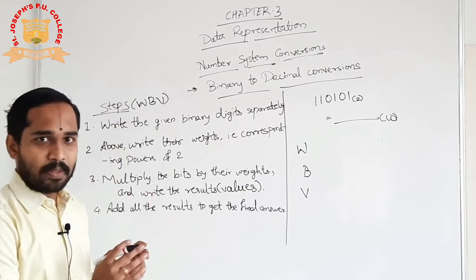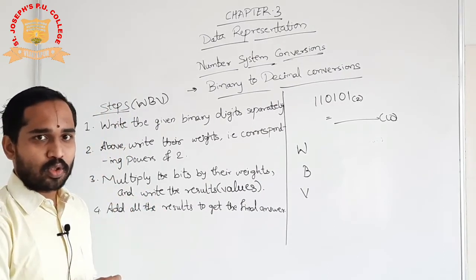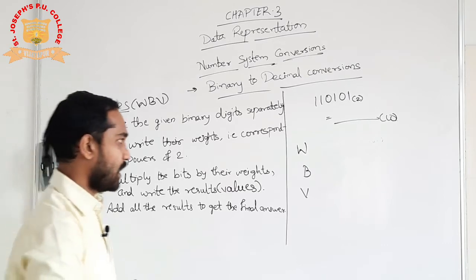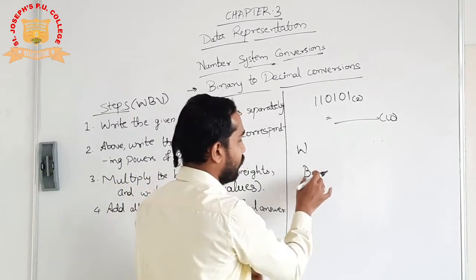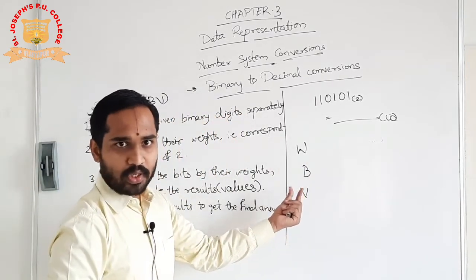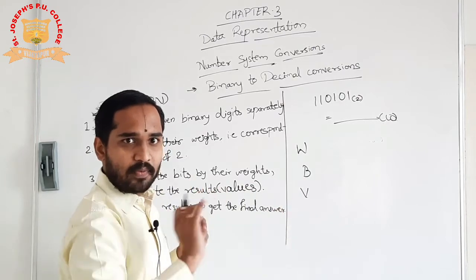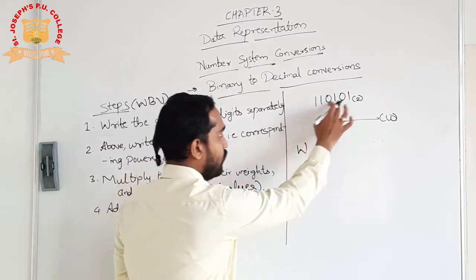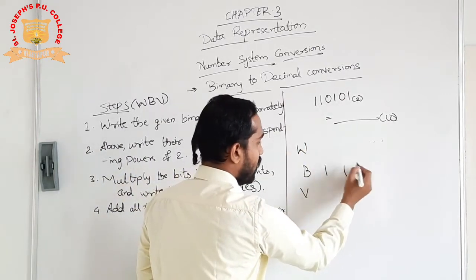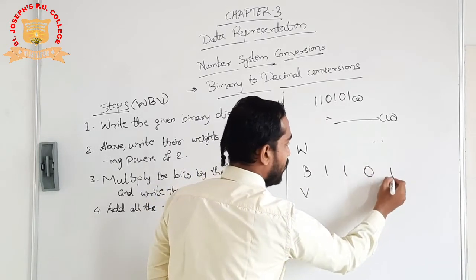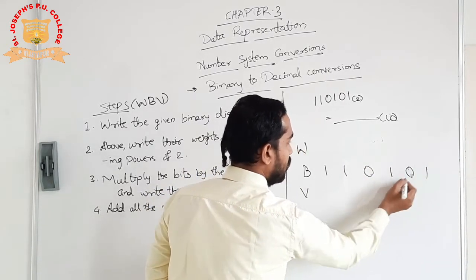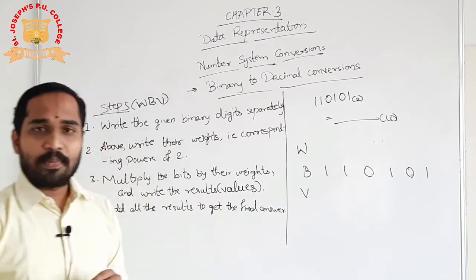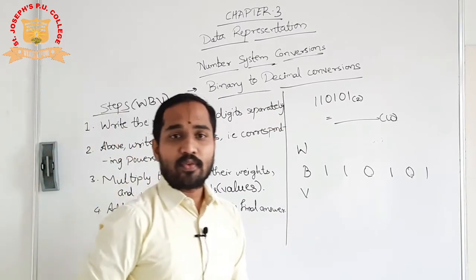Okay. Shall we implement this method? We will do some one or two problems and you try it later. Okay. The bits are there. First, you have to write the bits. With some space in between, write the bits. 110101101. Okay. Now the bits are written. What we have to do next?